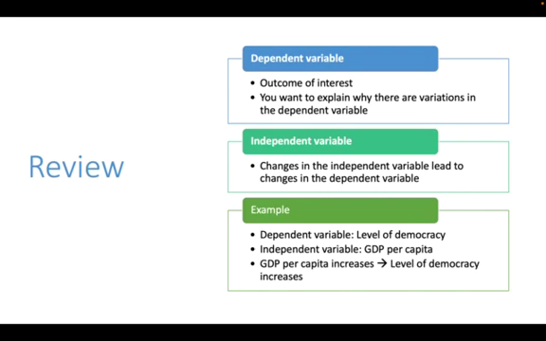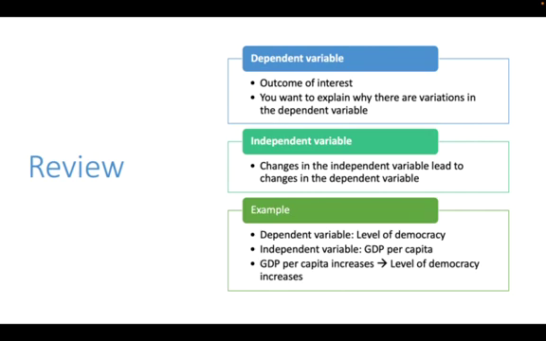So the idea is that theoretically speaking, the level of wealth in the country is related to its political regime. As GDP per capita increases as countries become more wealthy, they're also more likely to be democratic. So the level of democracy increases in countries that are wealthier or have higher GDP per capita measures.